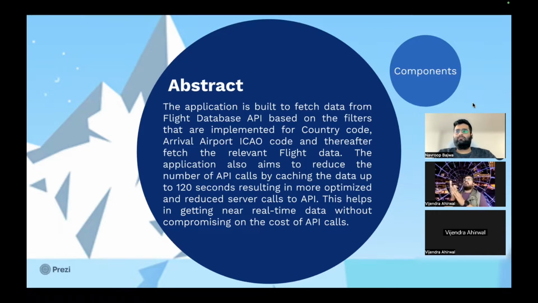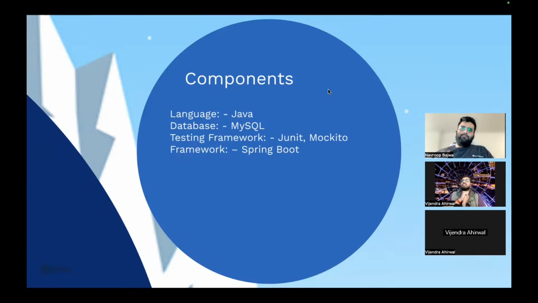Suppose we have provided the country code for Canada. So the system will hit the API and will fetch all of the records that are related to the Canadian airlines. And it will directly go to the database. To reduce the load on the API, we have set a timeout of 120 seconds, and Spring Boot manages all of the execution.